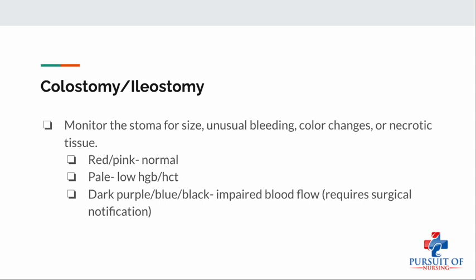All right, with a colostomy and an ileostomy. So after a colostomy or ileostomy is placed, it's very important to monitor the stoma site. You want to monitor for any unusual bleeding, any color changes, or necrotic tissue. So definitely know your stomas, okay? So know that a red to pink stoma is normal and healthy. A pale stoma means the patient probably has a low hemoglobin or hematocrit. And then a dark purple, blue, or black stoma means impaired blood flow or necrosis to the tissue. This requires surgical notification, immediate notification to the physician.